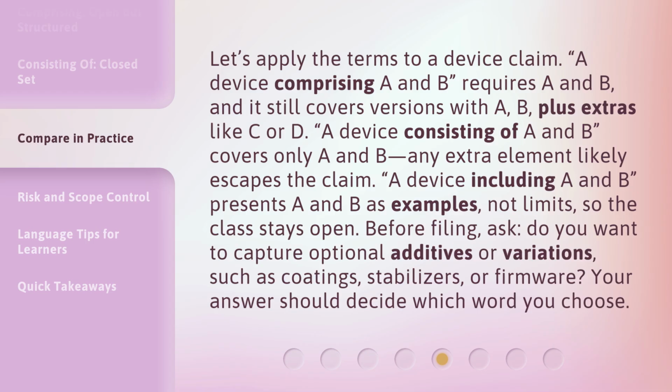A device including A and B presents A and B as examples, not limits, so the class stays open. Before filing, ask: do you want to capture optional additives or variations, such as coatings, stabilizers, or firmware? Your answer should decide which word you choose.